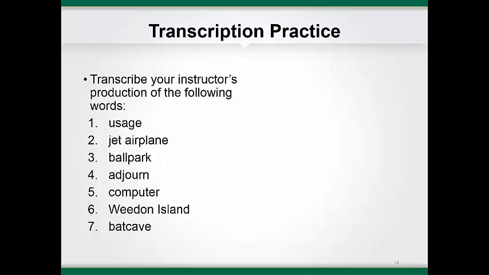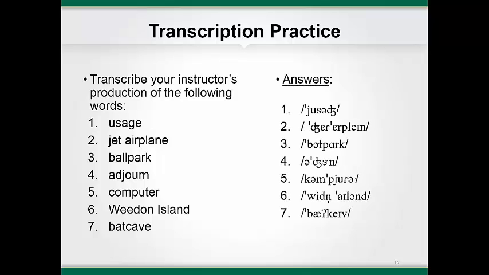Usage, jet airplane, ballpark, adjourn, computer, Weeden Island, bat cave. Pause the recording here and write down your answers. Here are the answers. If there are any differences between your transcription and the one shown on the answer key, listen to the examples again and see if you can tell where you made a mistake.